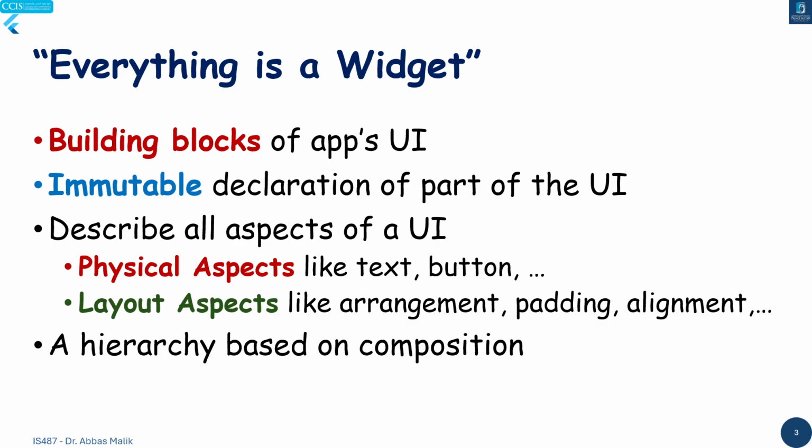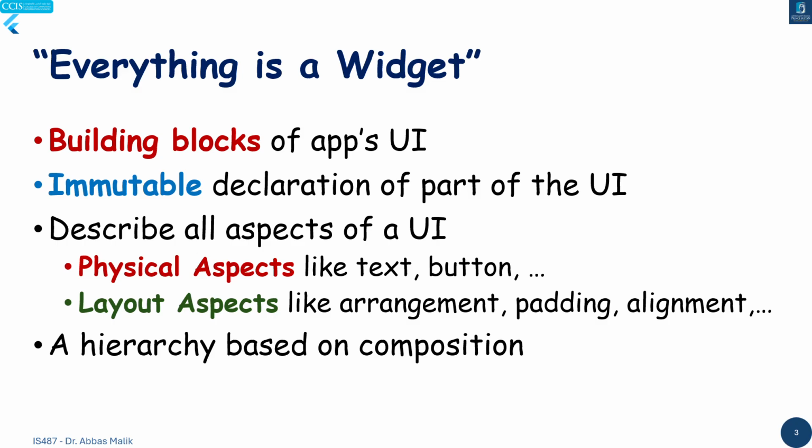when you started your application, you have created that instance of that class. Every widget is actually a class. So when you create that instance, after that you cannot change things. You cannot change its value. So that's why we call it an immutable declaration of part of the UI.